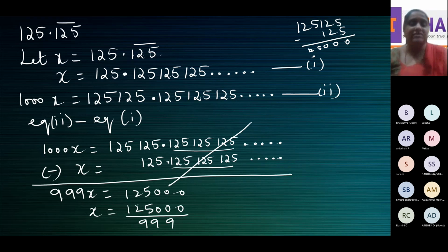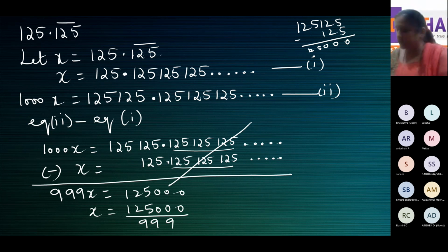5 plus 2, 7, 7 plus 1, 8. So the numerator is not divisible by 3. The denominator is divisible by 3. The numerator is not divisible by 3. The numerator is divisible by 2, but the denominator is not divisible by 2. So you need to check if this is the simplest form, and it looks like this is the simplest form. So now the P by Q form of 125.125 recurring is 125000 divided by 999.